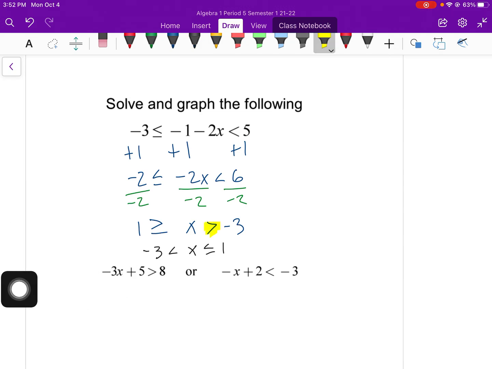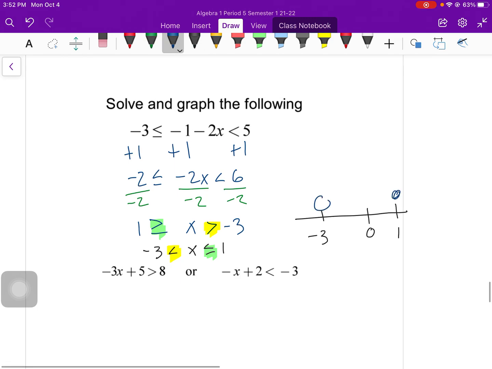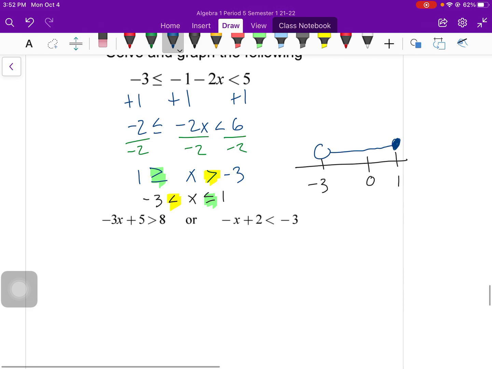This symbol sticks between the x and the -3, but since now I have the x on the other side, I had to flip it around again. Same thing with this piece and this piece. When I go to graph this, I'll have a -3, I'll throw a 0 there, 1 there. At -3, it's an open circle. At +1, it's a closed circle. And I'm between the two, so I connect the dots.